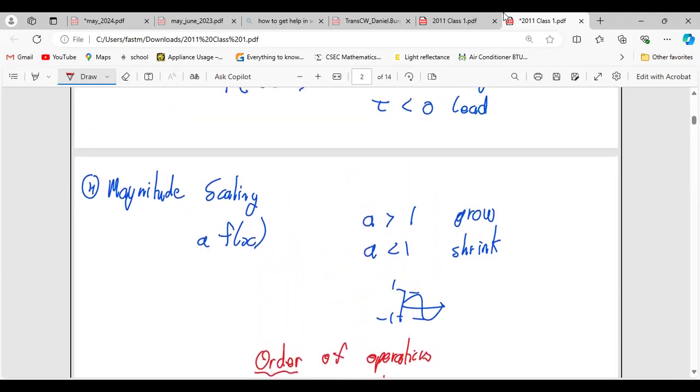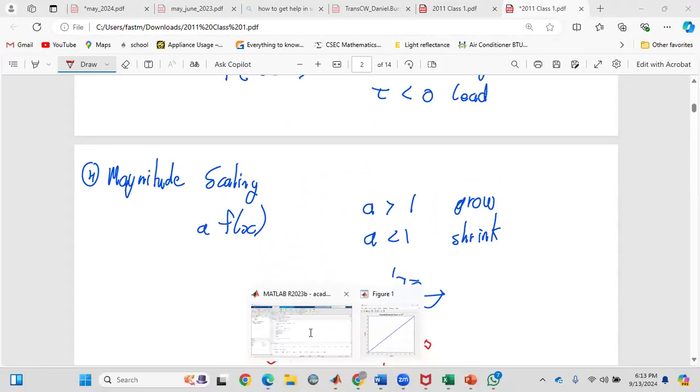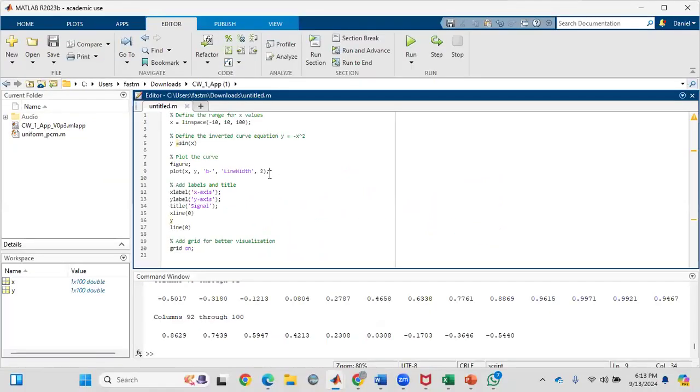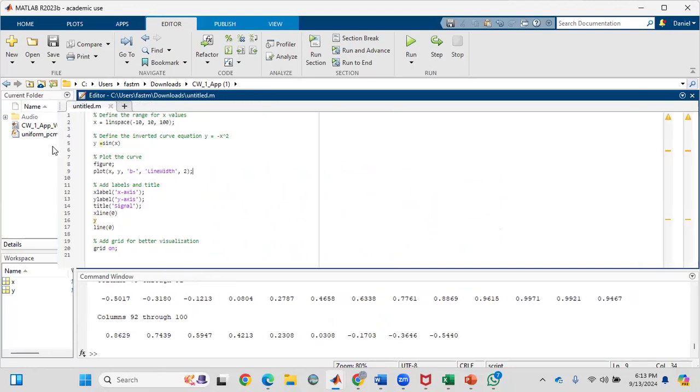No? All right, so let's jump to the MATLAB. I'm just going to share my whole screen. All right, so you see the MATLAB? Should I zoom in?